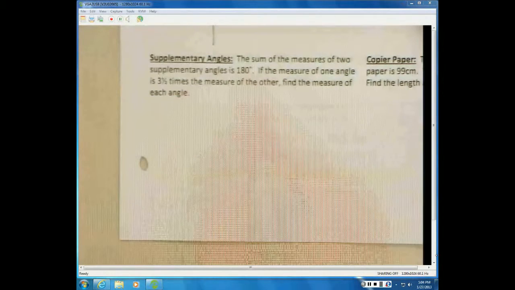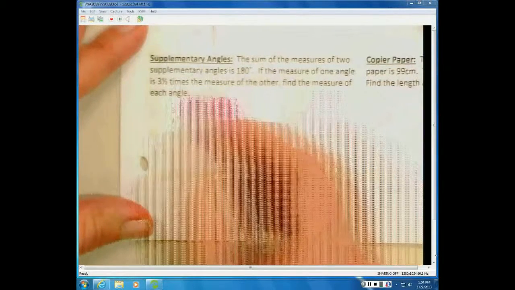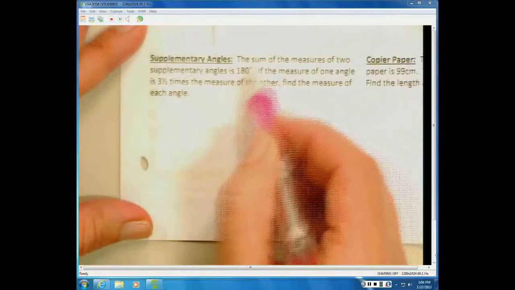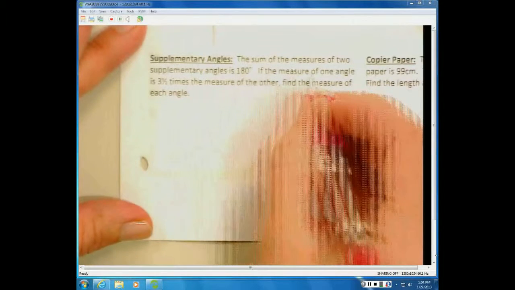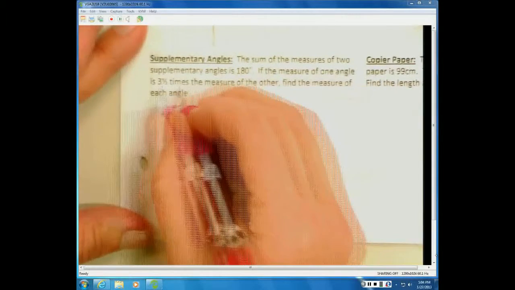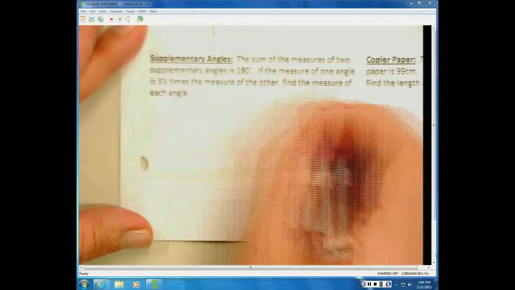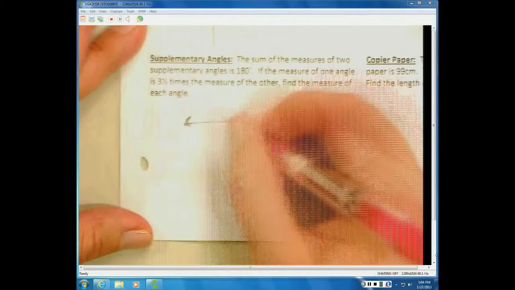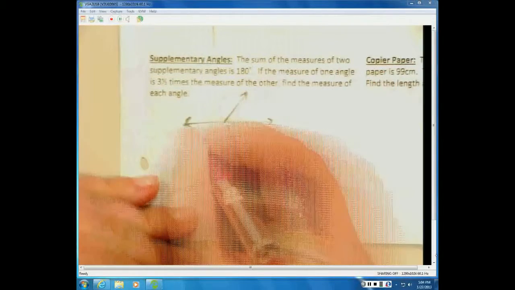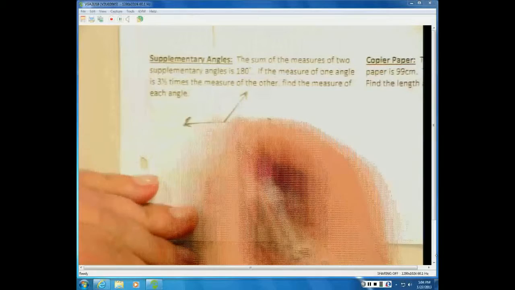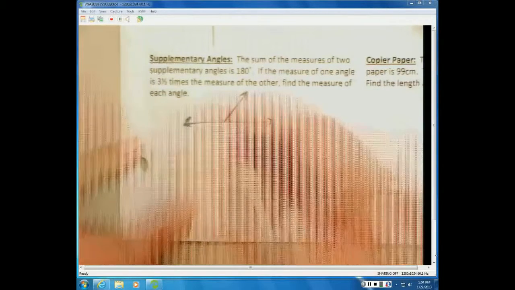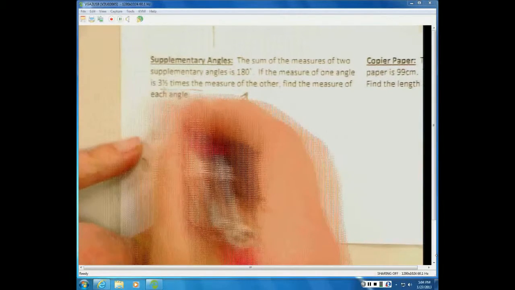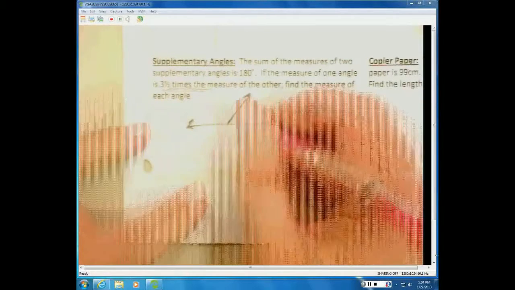Supplementary angles. It says the sum of the measures of two supplementary angles is 180. So this is a little definition here. If the measure of one angle is 3.5 times the measure of the other, find the measure of each angle. Well, I'm starting out with a picture. They're supplementary. They make a straight line. I have two angles. I know one of those is 3.5 times the measure of the other. Do I know how big the other one is? No. So I'm going to call that x.